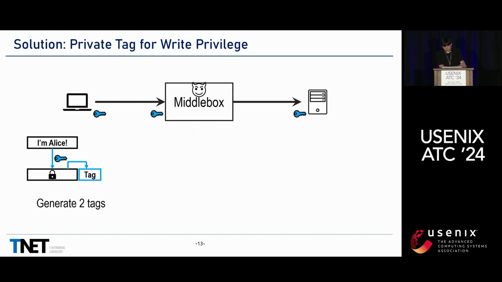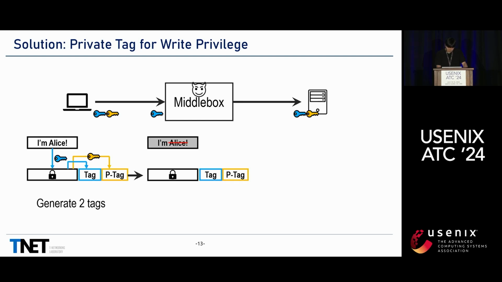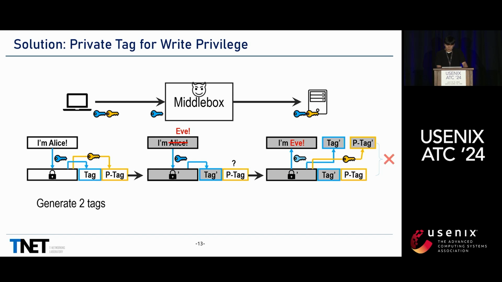Our solution is using a separate end-to-end key to generate a private tag that the middlebox cannot generate. Now the sender appends the private tag to the original record. Then the middlebox receives the record with the private tag. The middlebox still can modify the content and generate the tag from the modified content, but it cannot generate the private tag because it does not have the key for the private tag generation. Then the receiver will verify the private tag by generating it from the modified content and detects that the private tag is wrong.